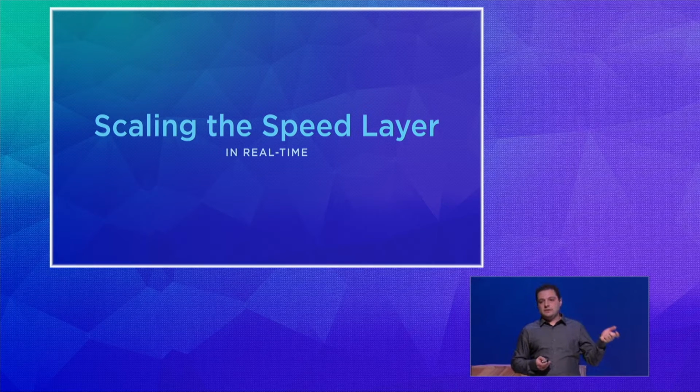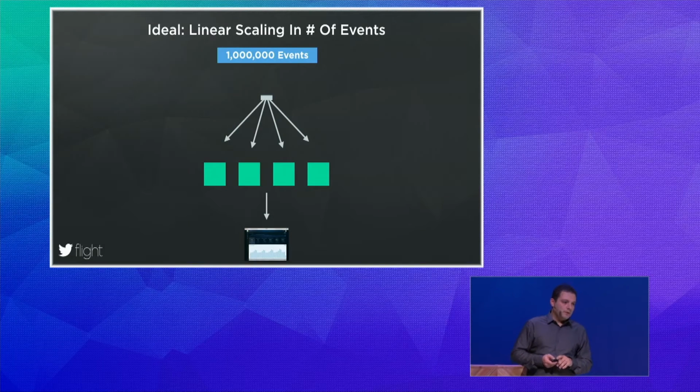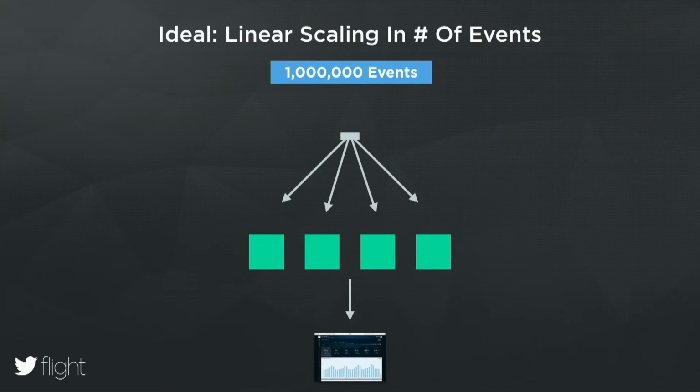But before talking about the challenges that we face scaling the real-time layer, let's talk about the ideal scaling scenario for any distributed system. So let's say we have a distributed system that's made out of 4 machines, and those machines process 1.5 million events in a day. And the output of those machines is this nice dashboard.